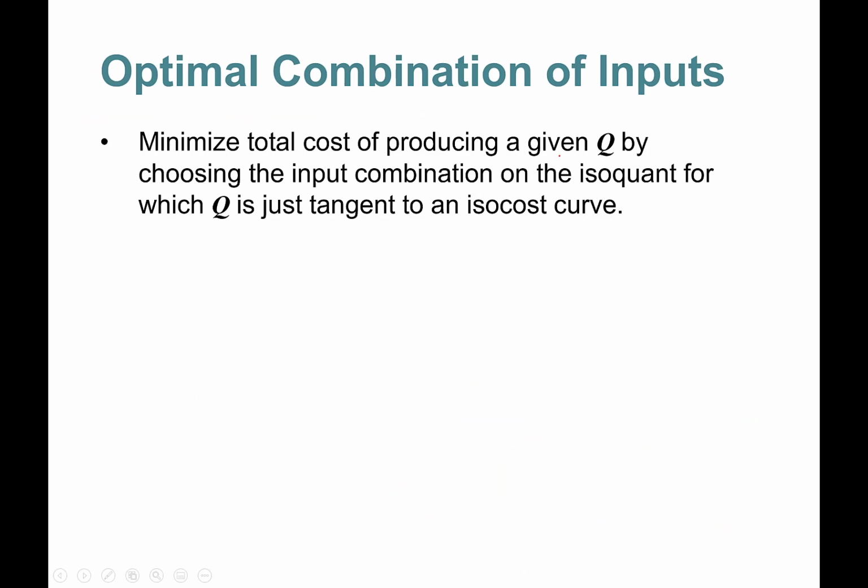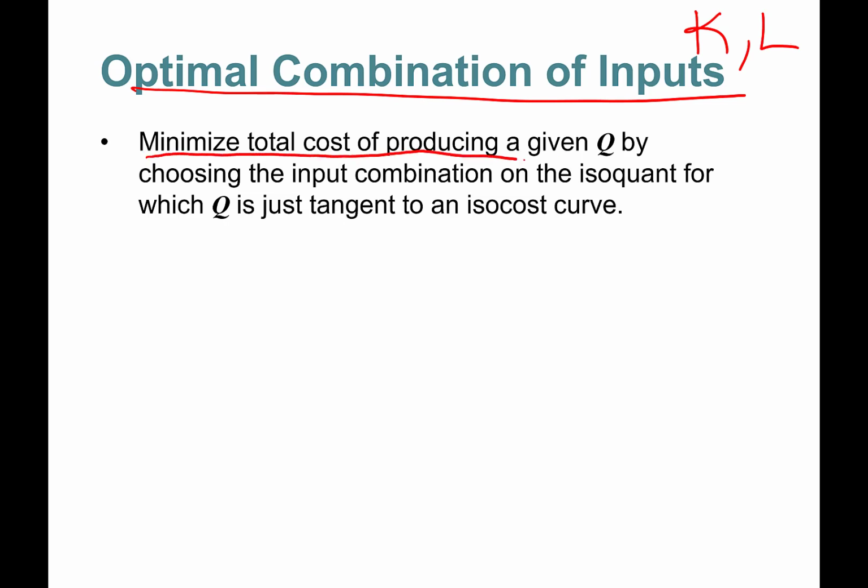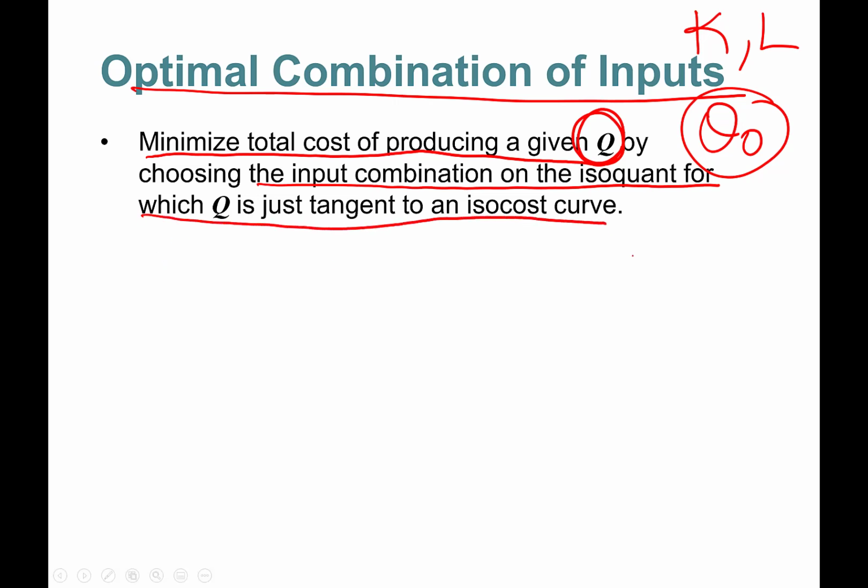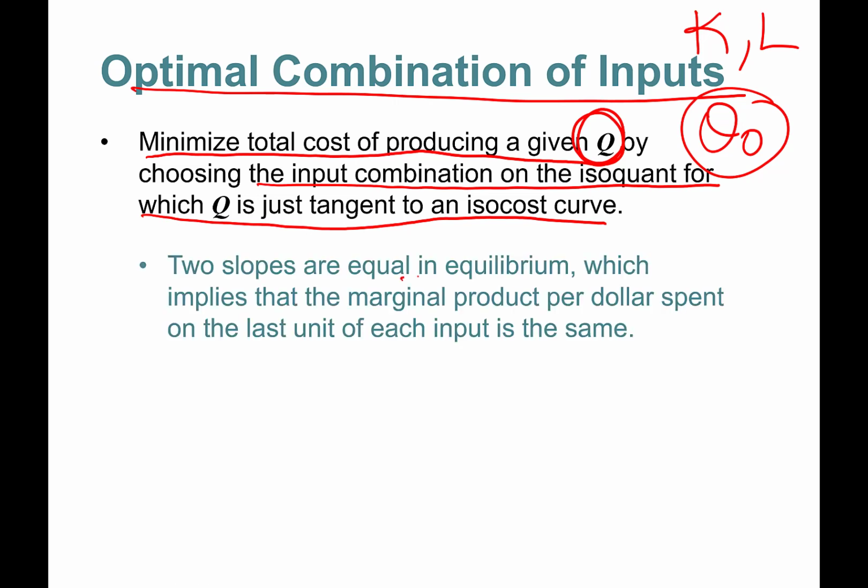So for the optimal combination of inputs, we are looking for the best capital labor combination. These will minimize total cost of producing a given chosen level of Q. In our case it was Q0, which we assumed was profit maximizing. We do this by choosing the input combination of capital and labor on the isoquant for which Q is tangent to the isocost curve. Basically saying exactly what we talked about. The two slopes are equal in equilibrium, which implies that the marginal product per dollar spent on the last unit is the same for each input.